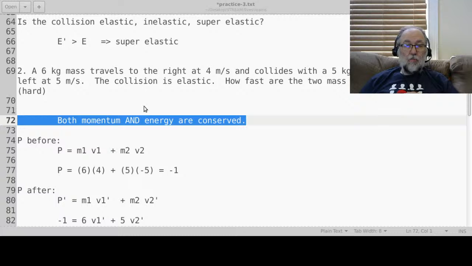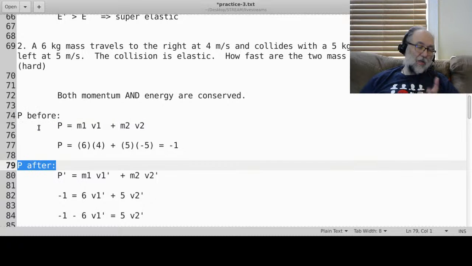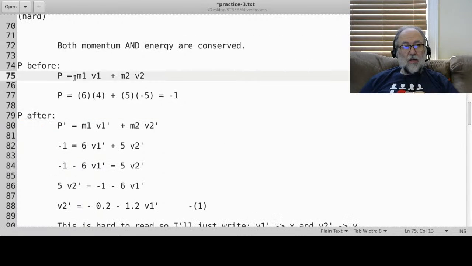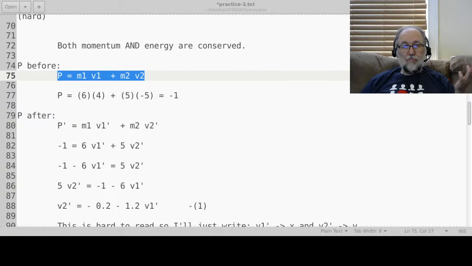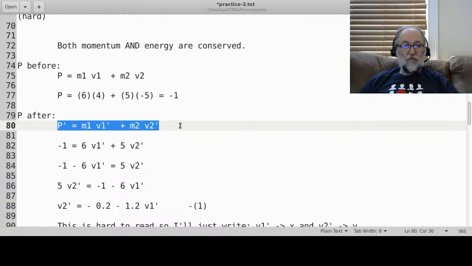Let's look at momentum first because momentum is the easier of the two. Of course, when you do momentum, you've got momentum before and you've got momentum after, and you've got an expression for momentum before, and an expression for momentum after. The momentum before is given by that expression. It's no different than the previous question. So 6 times 4 plus 5 times -5, that's -1. So that's your total momentum before the collision. The total momentum after the collision, there's the expression for that.